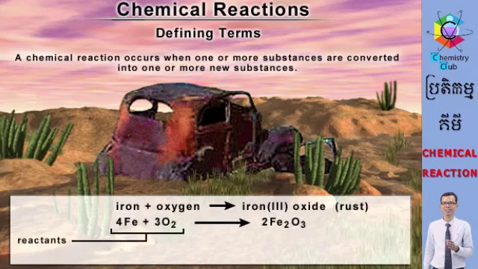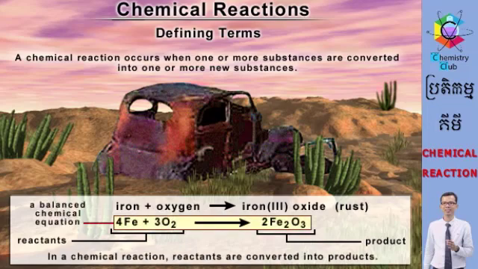The substances that result from a chemical reaction are called the products. In the previous example, the product is iron(III) oxide. In a chemical reaction, reactants are converted into products. A balanced chemical equation provides a shorthand method for representing the number and types of atoms involved in a reaction.